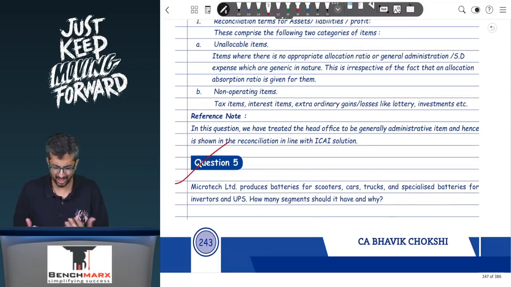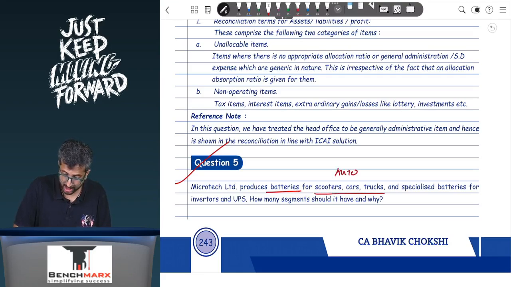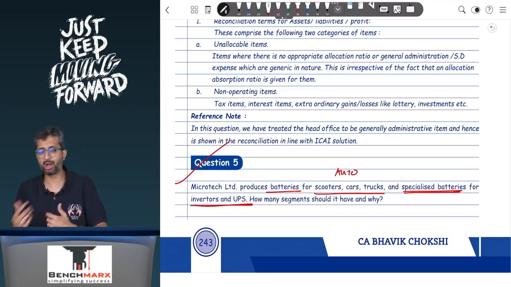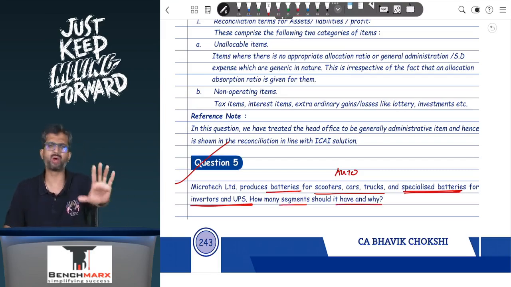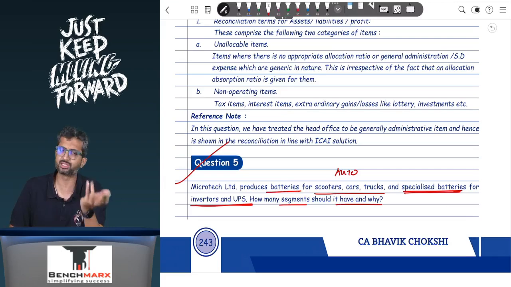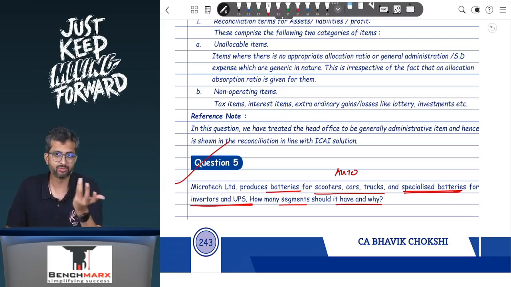Go to question number 5. It is a subjective question over here. Microtech produces batteries for scooters, cars, trucks. Okay, this is automotive batteries, and it also provides specialized batteries for inverters and UPS. This is usually for power backup in places where power kind of trips. You want power backup, so you are making these batteries. How many segments do you think it has? Now this is highly subjective, so I don't really see a question like this popping up in your exam, because we are not battery experts.